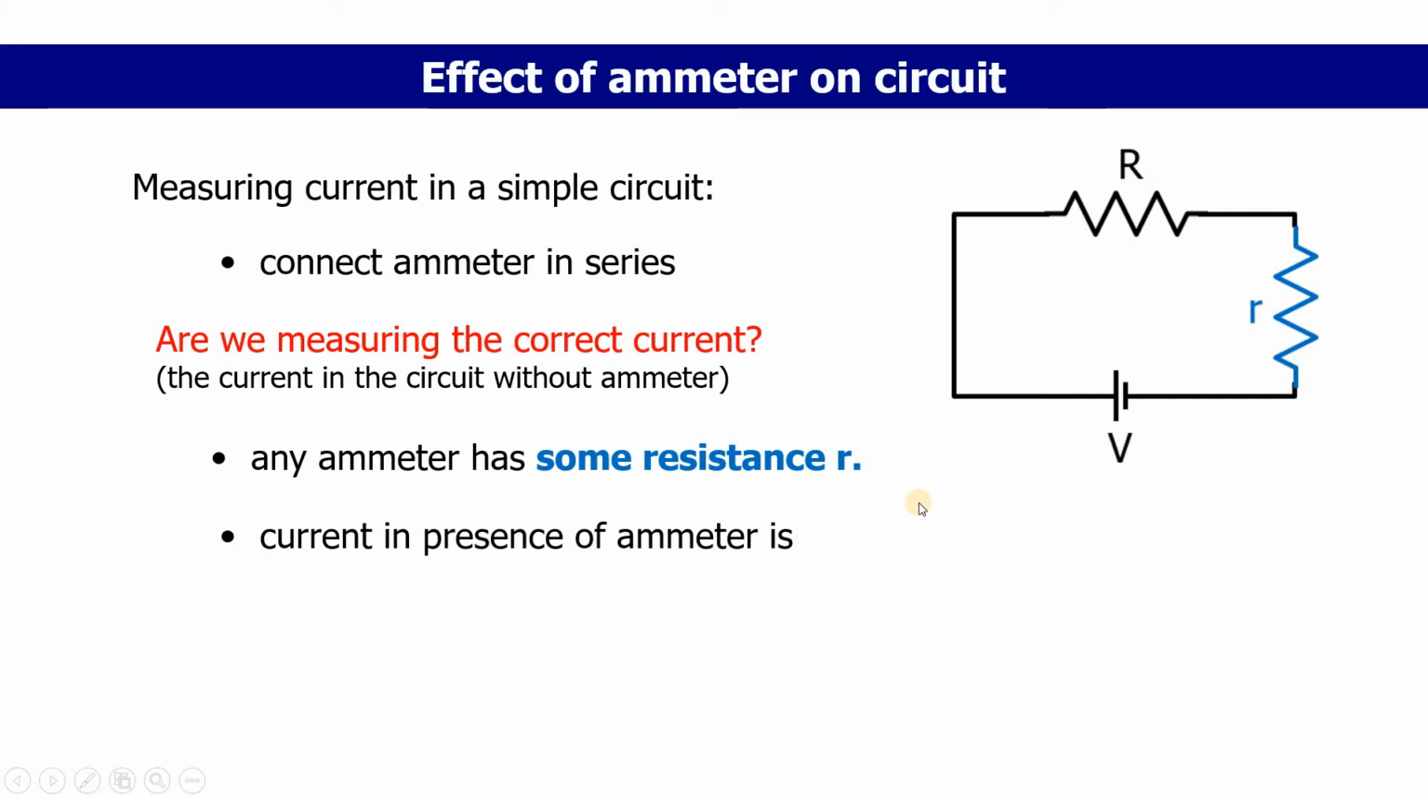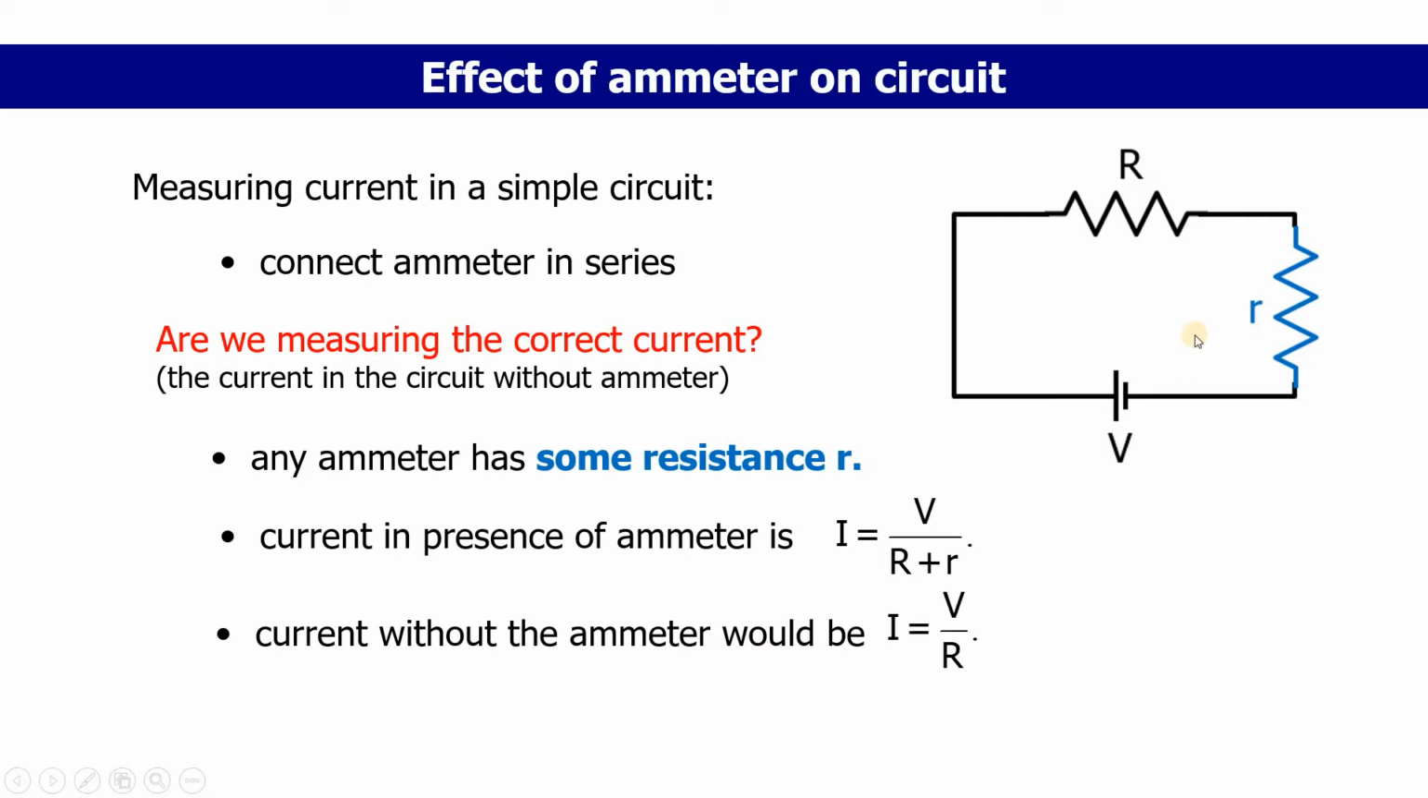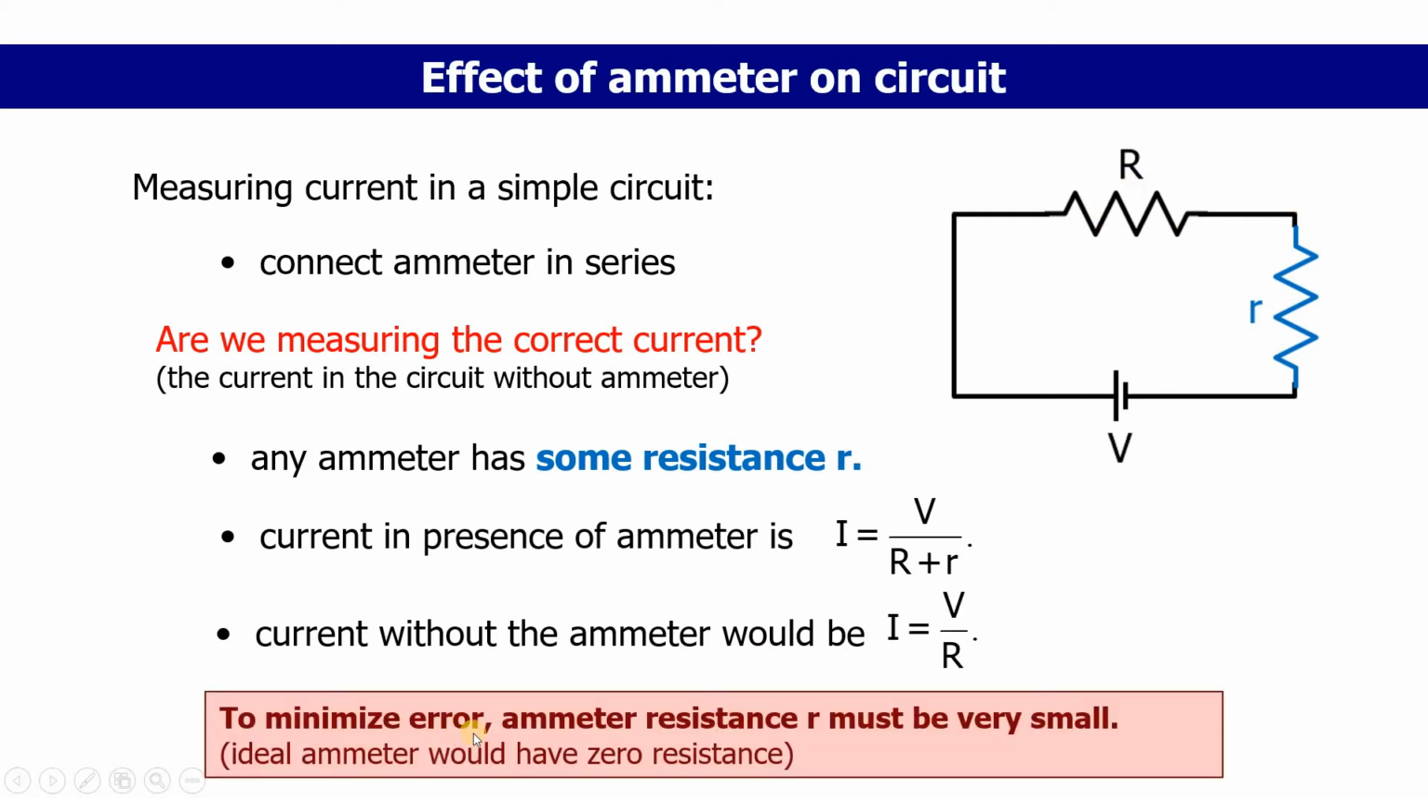The current in the presence of the ammeter: these two resistances are in series, R plus R_A. So the total current I flowing through this circuit is V by (R plus R_A). The current without the ammeter would be I equals V by R. To minimize errors, the ammeter resistance R_A must be very small. In ideal ammeters, we have zero resistance.